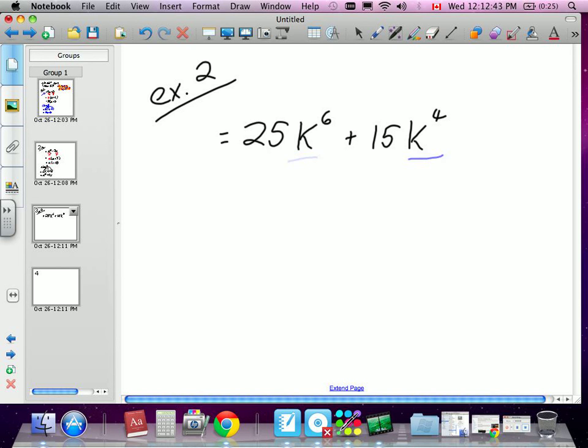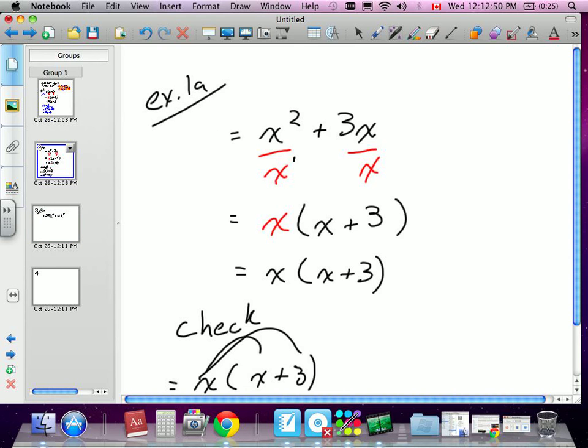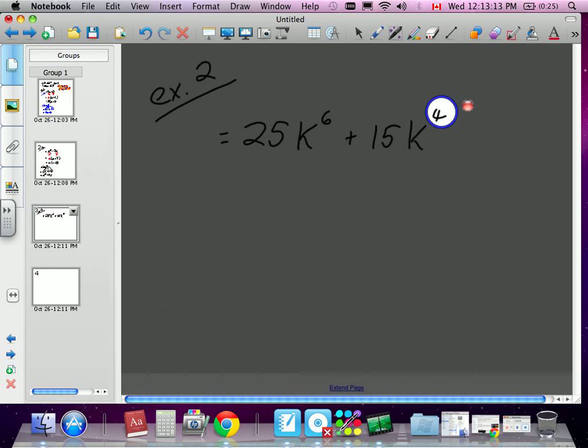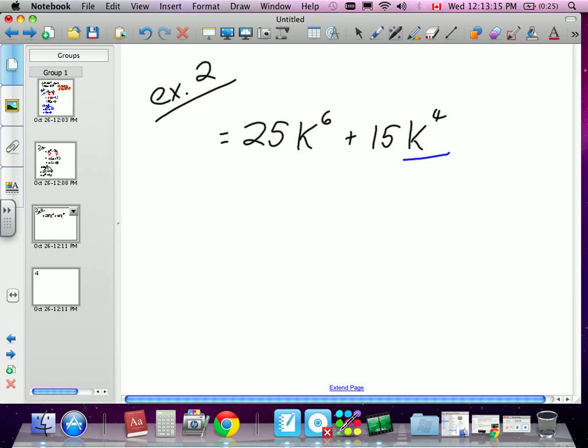In fact, because of the way division works, if you remember in our other question, we had our two x's. This is technically to the power of 1. You take whatever variable to the lowest exponent, you can take that out. So we took x to the power of 1 out of both of these terms. That was the lowest exponent, okay? And this one, what's the lowest exponent of a variable? 4. So that means I could take k to the power of 4 out of each of these.